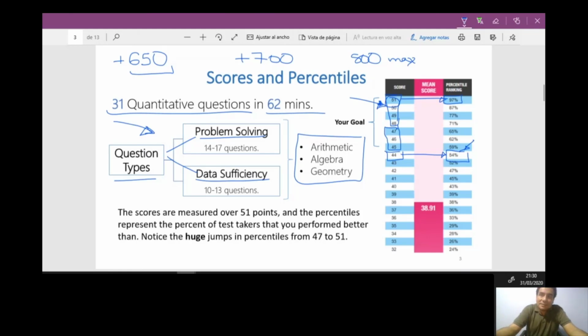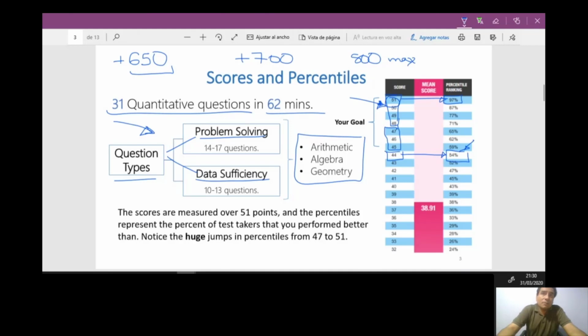And besides, there is no calculator for the quantitative section of the GMAT. So you will have to rely on manual calculations, right? Or mental calculations. So that's why it's very important to memorize a number of concepts that are critical to solve faster most of the questions in this section.